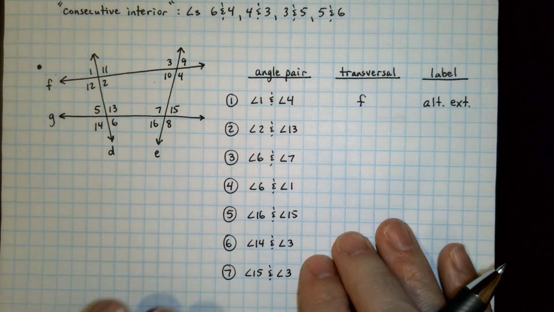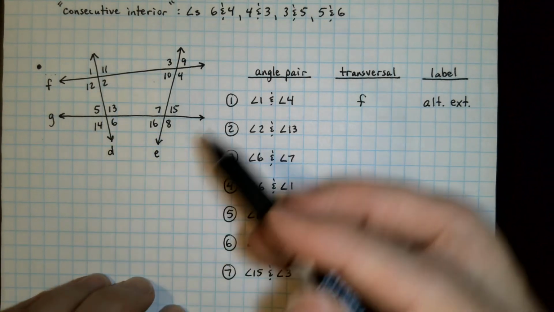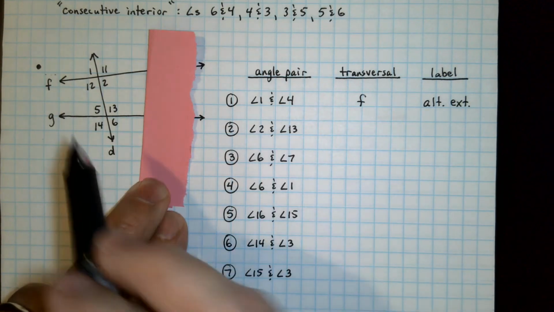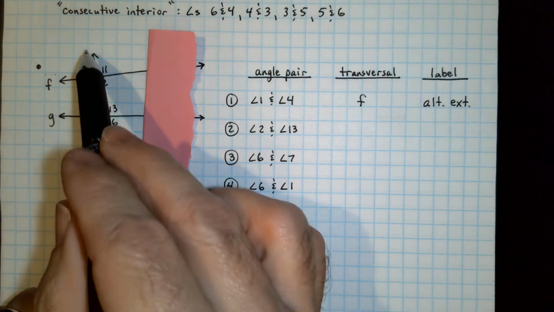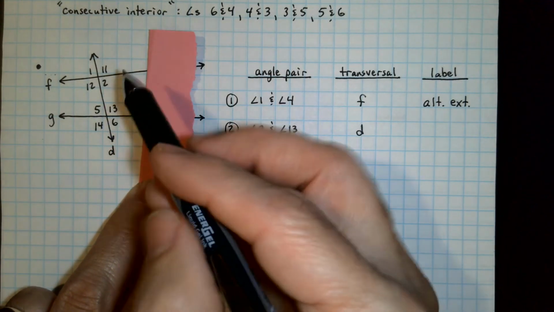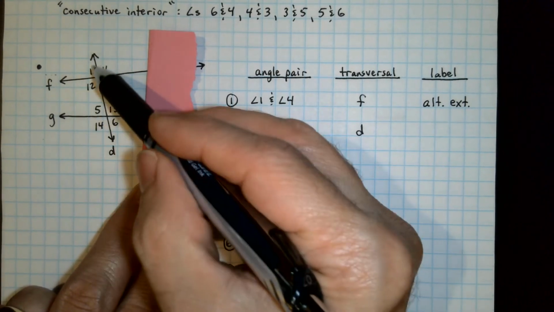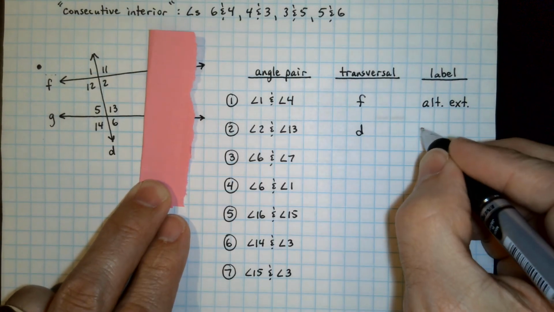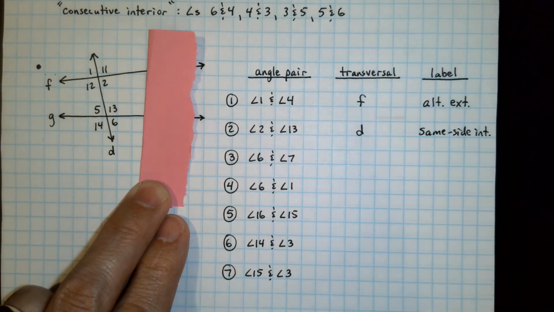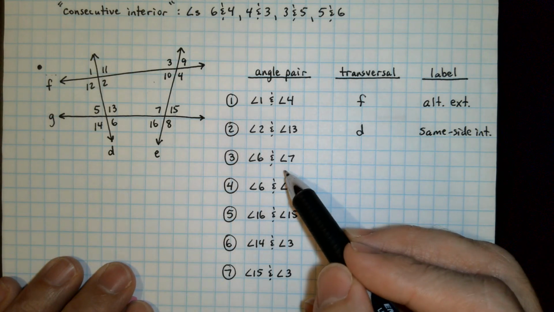All right, question 2. Angle 2 and angle 13. 2 is in this group, 13 is in this group. So these groups over here don't have anything to do with that pair. These 2 lines are being crossed by line D, so D is the transversal. 2 is between these 2 lines, 13 is as well, so they're interior angles. And they're on the same side of this transversal, so we say same side interior.